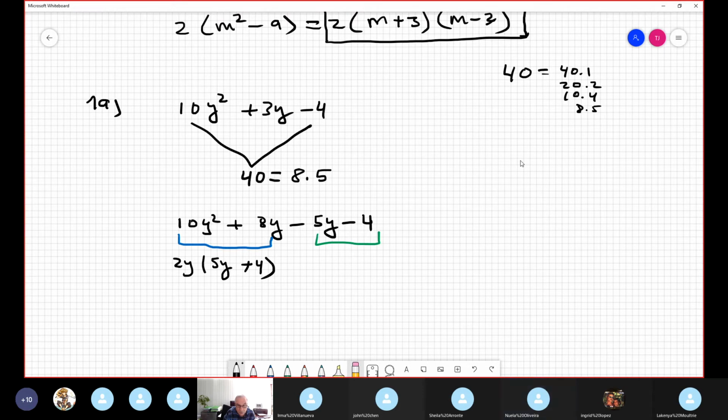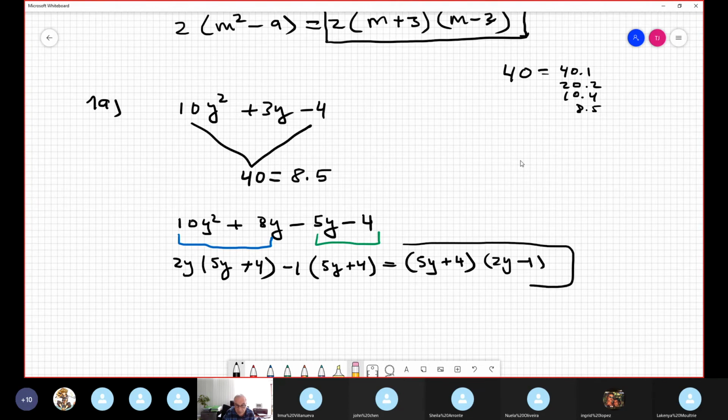We have negative 1. You see negative 1. Then 5y plus 4. Open the last parenthesis, 2y minus 1. Final answer.